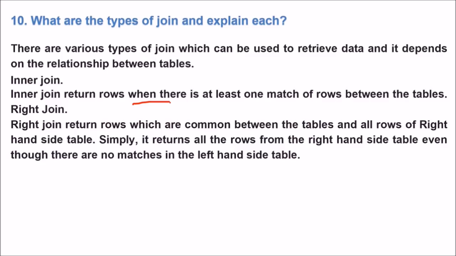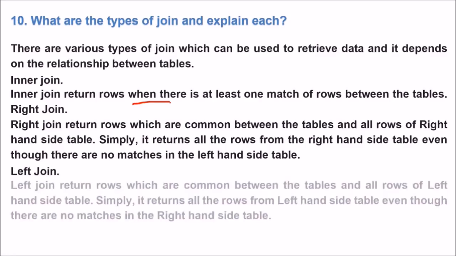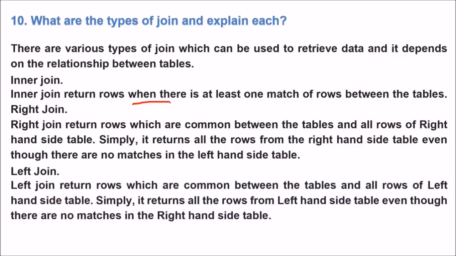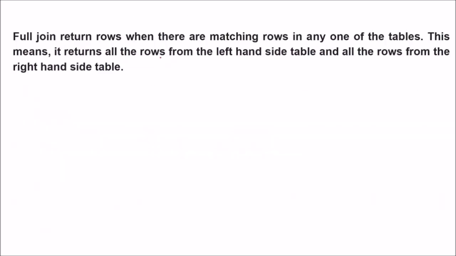Simply, it returns all the rows from the right hand side table even though there are no matches in the left hand side table. What about left join? Left join returns rows which are common between the tables and all rows of the left hand side table. That is why it is left join. Simply, it returns all the rows from the left hand side table even though there are no matches in the right hand side table. What about full join? Full join returns rows when there are matching rows in any one of the tables. This means that it returns all the rows from the left hand side table and all the rows from the right hand side table.